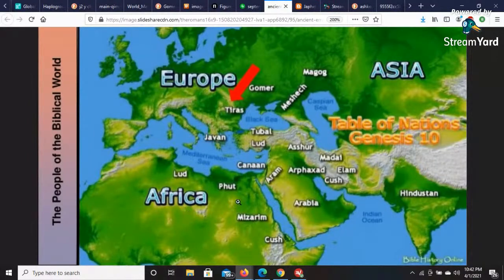So, of course, we have Put, the Phoenicians. We have Mitzrayim, which is Egypt, and Canaan, which probably mixed in with the Jewish population, and probably Egypt too, and probably Phoenicia as well.